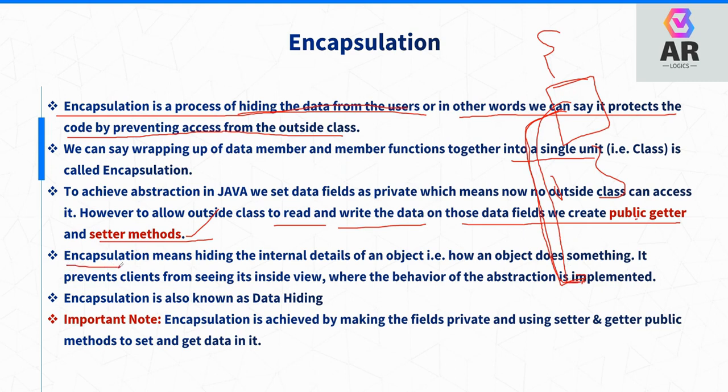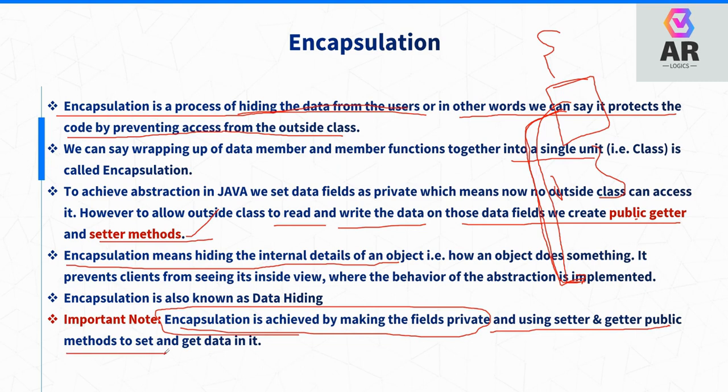Basically, encapsulation means hiding the internal information and showing the set of services we are offering. Encapsulation is achieved by making the fields private. Data members are declared private inside the class, and using the public setter and getter methods we set and get the data.